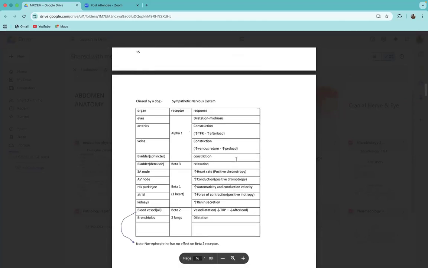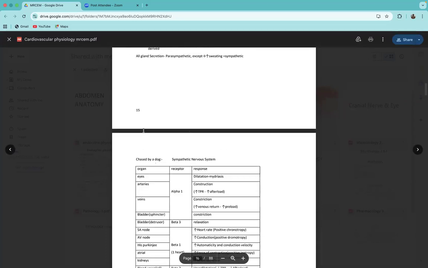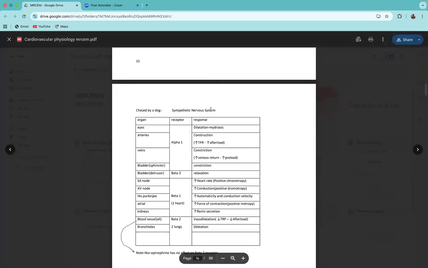Okay. So, from the autonomic nervous system, there are basically two parts: the parasympathetic nervous system and the sympathetic nervous system. In this box, we have already studied the parasympathetic nervous system. Moving forward, we will get to know about the sympathetic nervous system. When you are being chased by a dog, or you are in a very high adrenaline situation, or you are being chased by someone, that will activate your sympathetic nervous system.